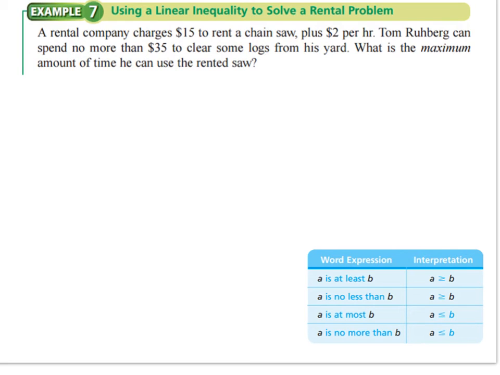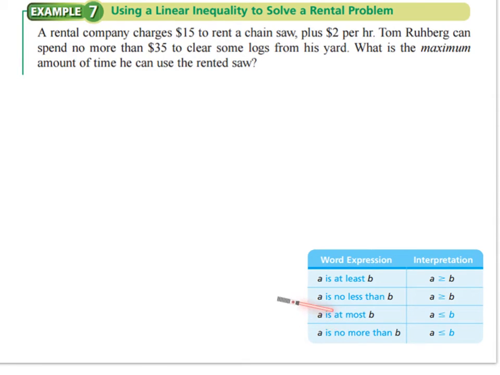Here we're going to be looking at using a linear inequality to solve a rental problem. Again, there's a little table here to look at the word expression and what that is for the inequality. So "at least": A is at least B means A is greater than or equal to B. A is no less than B, we're looking at A is greater than or equal to B. So two ways of saying that same thing.